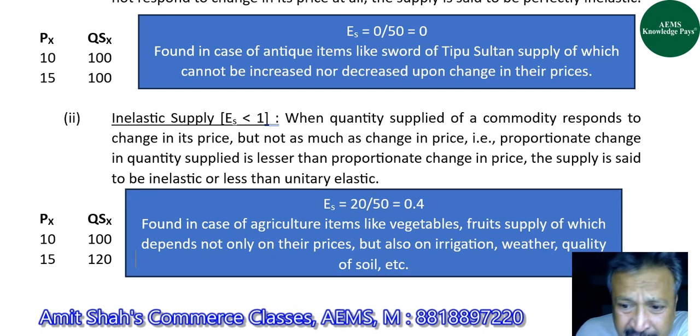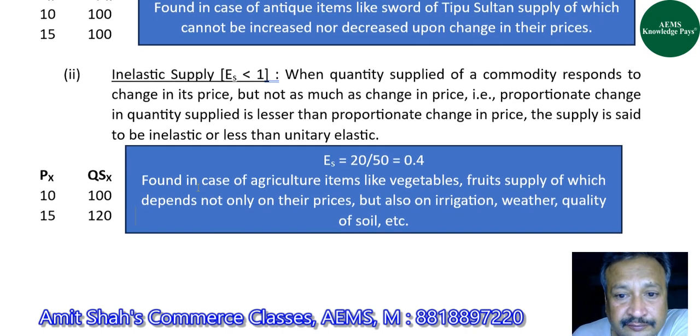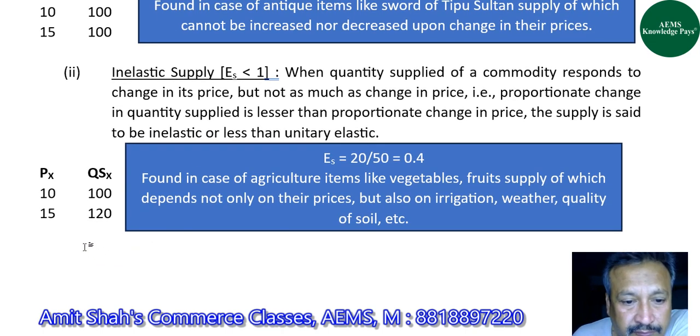In case of vegetables, fruits, and those items which are produced through agricultural activities, we found inelastic supply. Am I clear, guys, all?